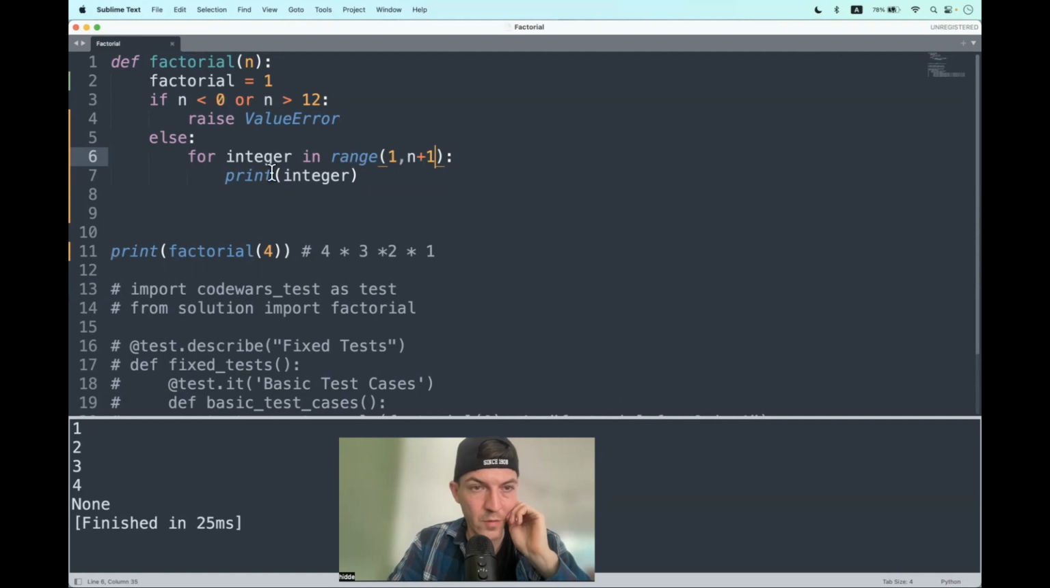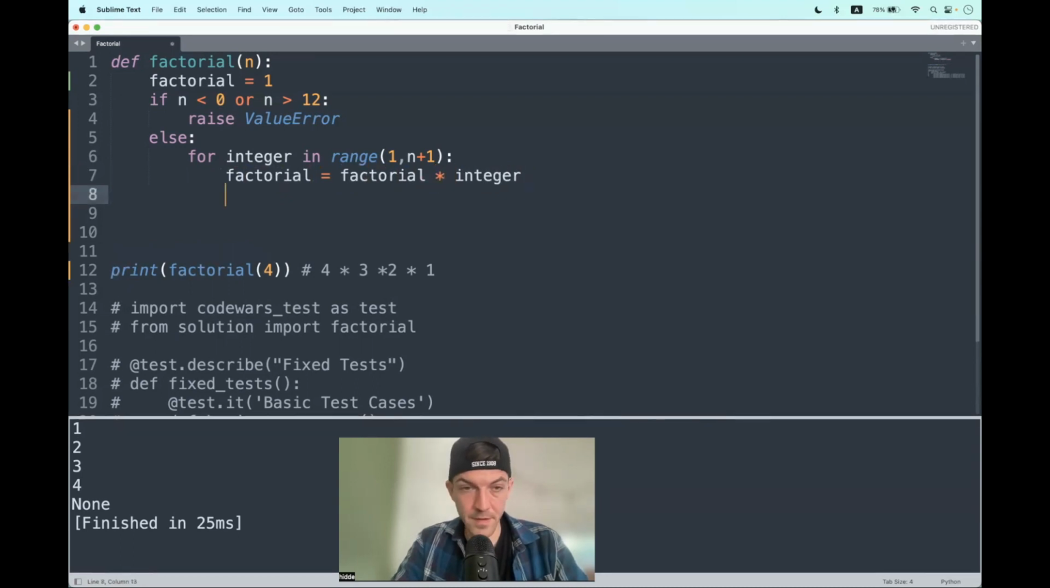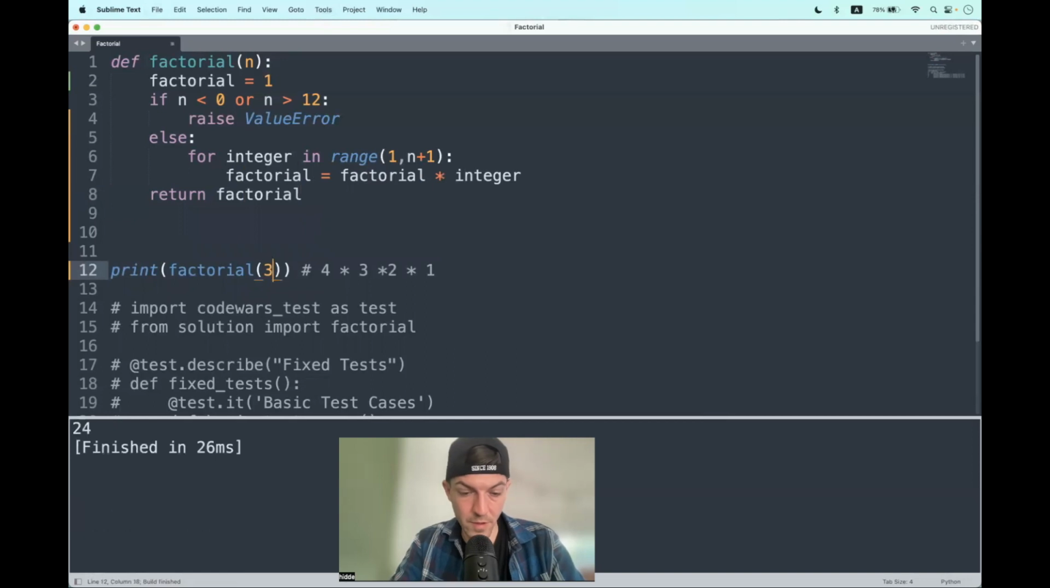And as follows, what we can do, every iteration, we can multiply the factorial with the actual integer. 1 multiplied by 1 is 1. 1 multiplied by 2 is 2. 2 multiplied by 3 is 6. And 6 multiplied by 4 is 24. And that's our factorial. So the factorial should be equal to the factorial multiplied by the integer. And then we can return the factorial, which is 24, and for 3 it should be 6.